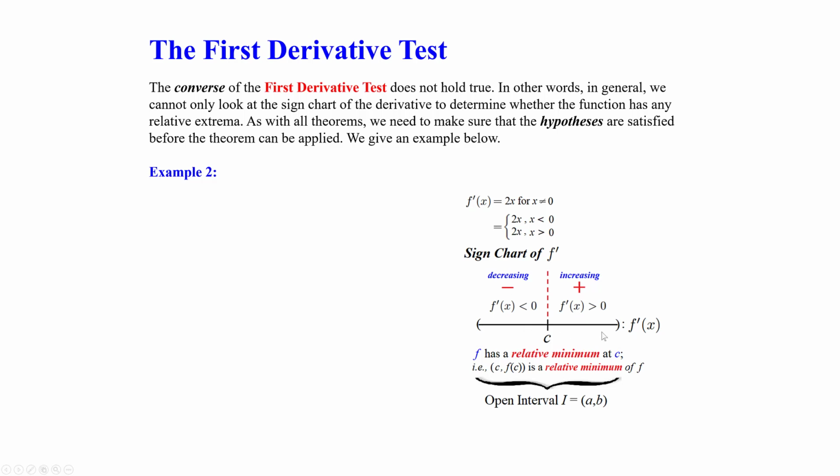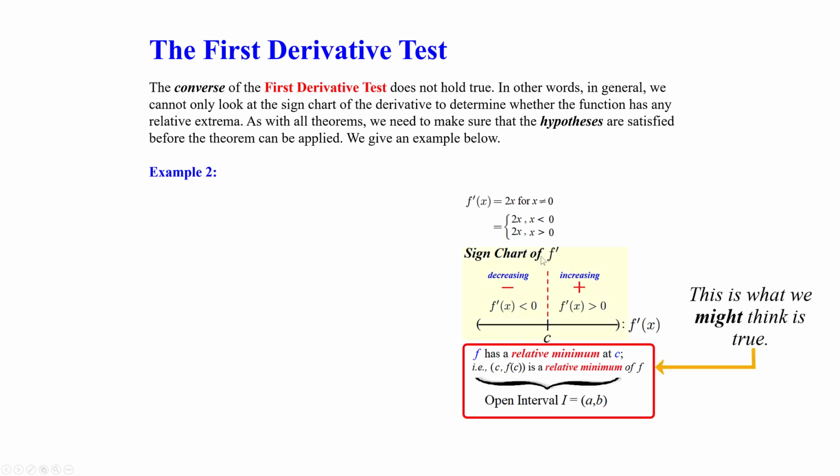Suppose I had a sign chart of the derivative of a function f, namely a first derivative sign chart. And in that sign chart, say we had a critical point c, and say that the function was decreasing on the left and increasing on the right. So it's decreasing up to c, increasing on the right. Well, does this give me a relative minimum? Well, let's look at the graph.